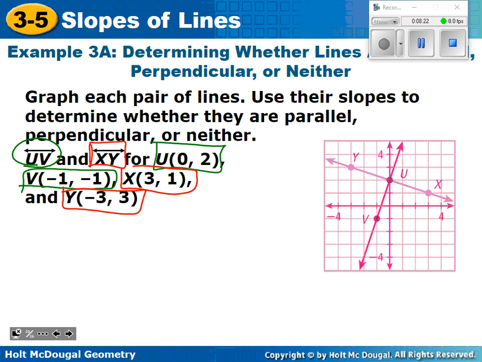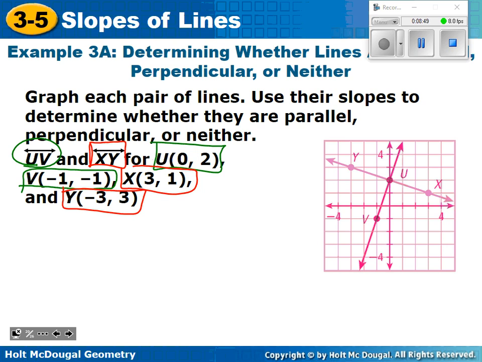So on your homework, are you going to need graph paper? Yes. Graph each pair of lines, then use their slopes to determine are these two lines parallel, perpendicular, or neither. Obviously, if you look at those two lines, what are they not? They're not parallel, but they could be perpendicular or they could be neither. Do not assume that they look like they're forming 90-degree angles. They have to have opposite reciprocal slopes. So you have to check their slopes.